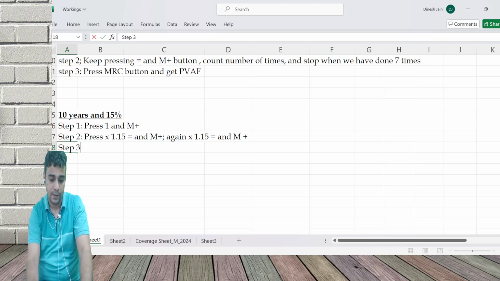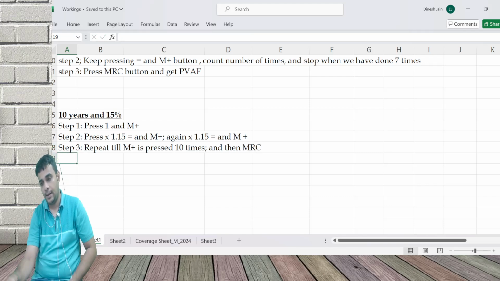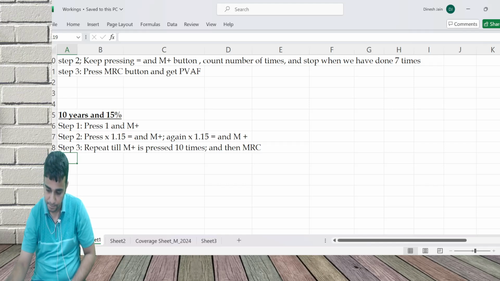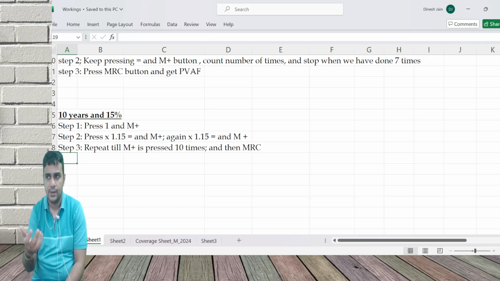Step 3, repeat till M plus is pressed 10 times and then MRC. You have to repeat till it is done 10 times. It all will come with practice only. So as you do it 2-3 times, you will get clarity, but it is all with practice only.